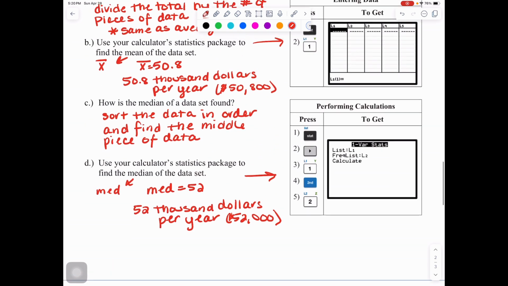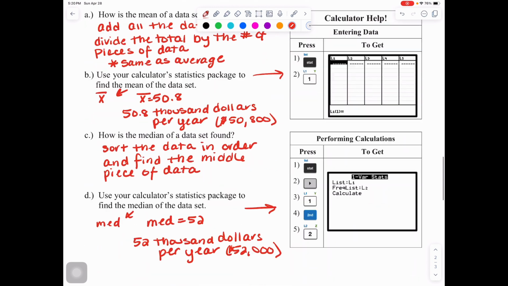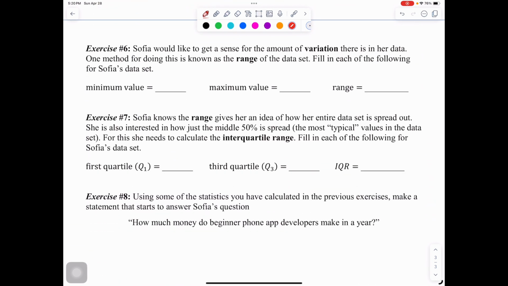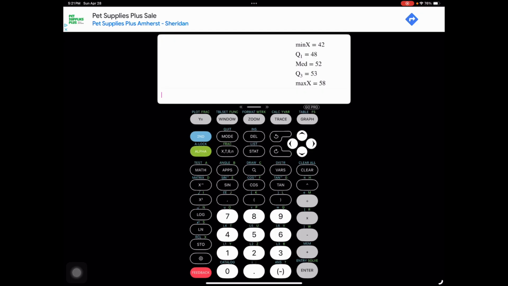So this was our measures of central tendency, mean and median. And it also gives us some information about our variation. And so in exercise 6, Sophia would like to get a sense for the amount of variation. So remember what variation is, change. There is in the data, differences. One method for doing this is known as the range of the data set. Fill in each of the following for Sophia's data set. So again, we already have all this information. You only have to enter that data once and calculate the one variable stats once, and everything is given to you. So let's go see what it says. Min, max, and range. Min is 42 and the max is 58.